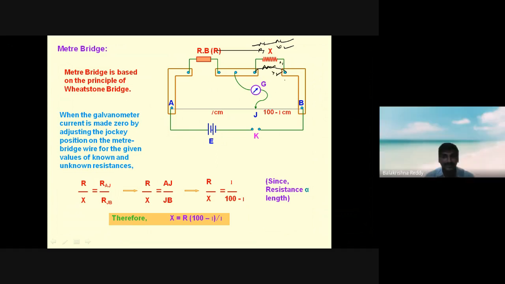Therefore, by using the meter bridge we can use the other two experiments also: to verify the law of combination of resistors in series and to verify the law of combination of resistances in parallel. The questions can be asked like this.